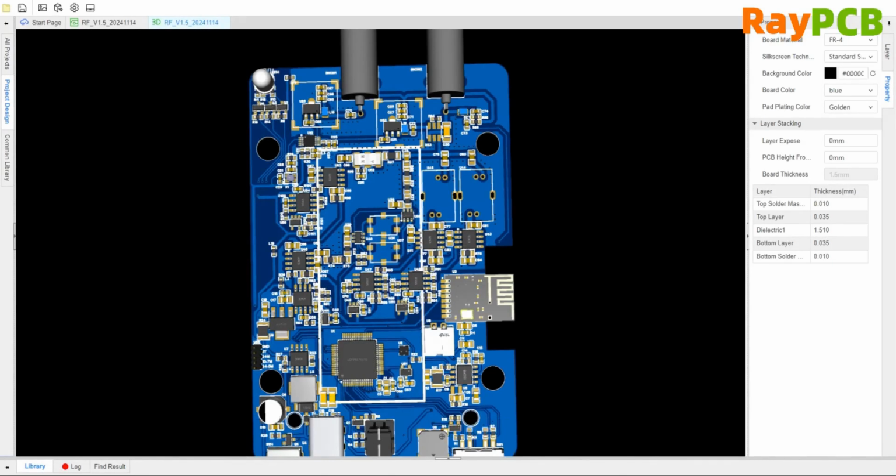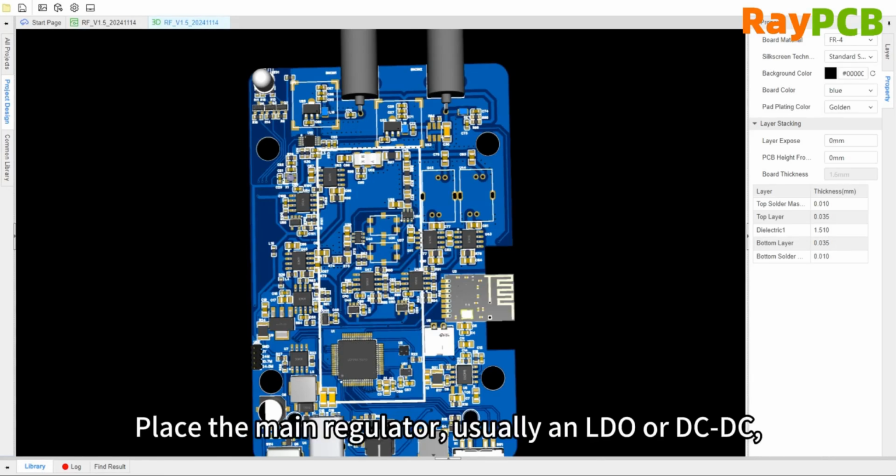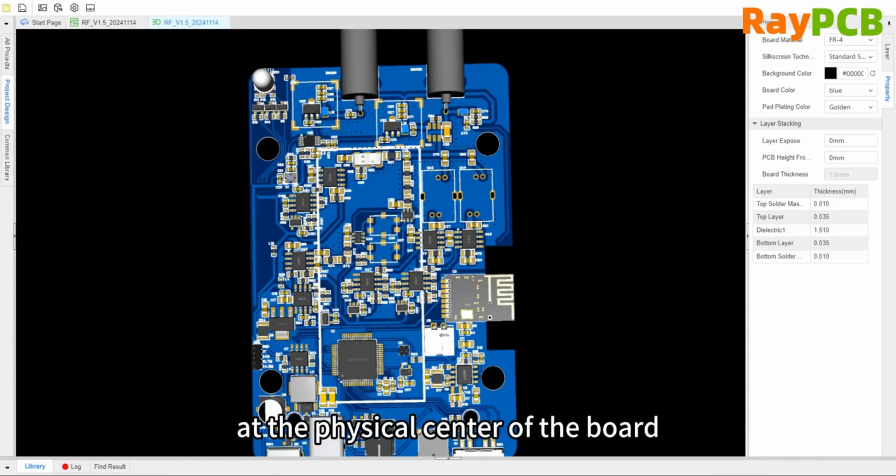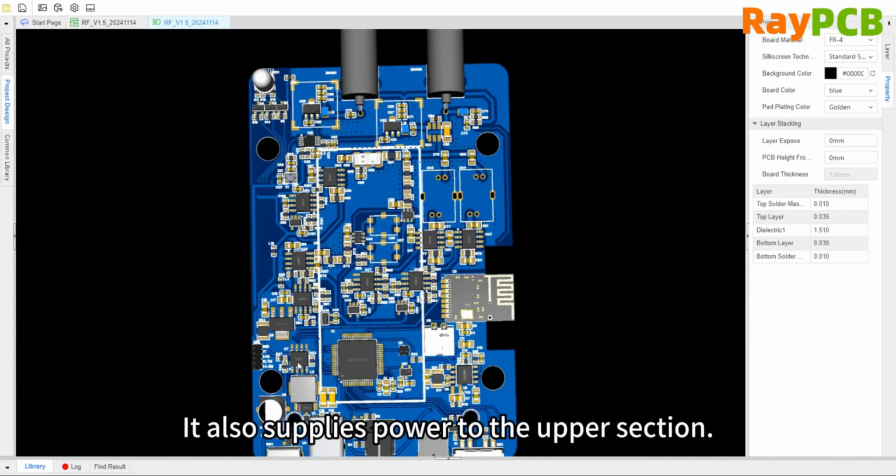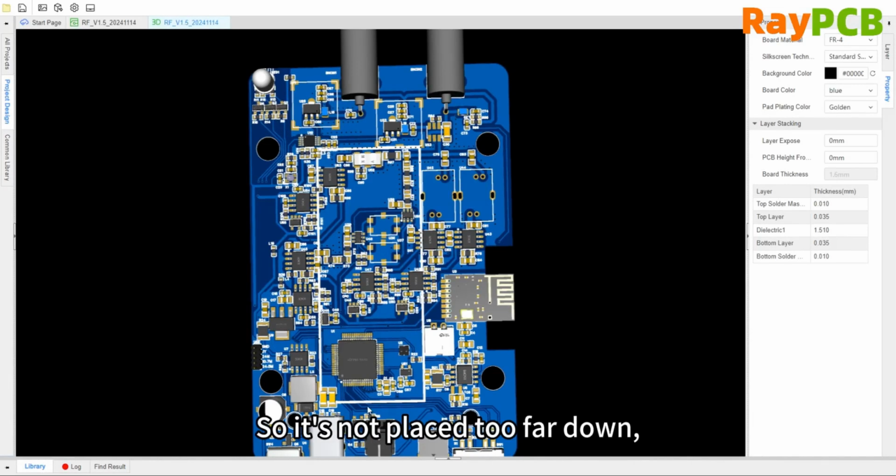Alright, the voltage regulator at the heart of the board, the main regulator, usually an LDO or DC-DC converter, is placed at the physical center of the board or close to the main power consuming components such as the MCU. So this area here is the main power supply section that provides 3.3V, and it's located relatively close to the MCU. The upper part of the power supply is also like this, so it won't be placed too far down, but rather in a relatively central position.